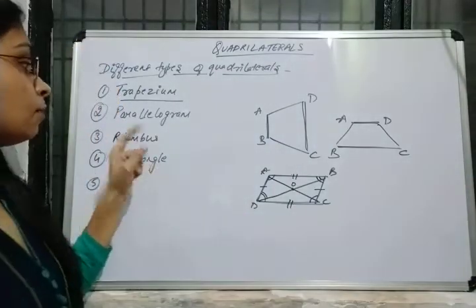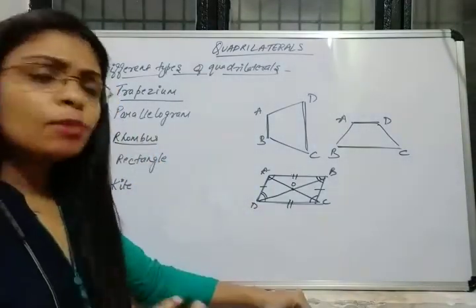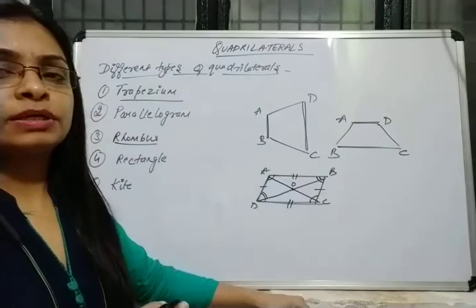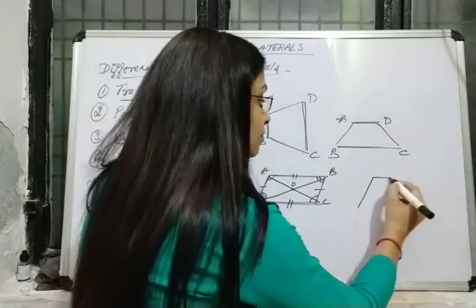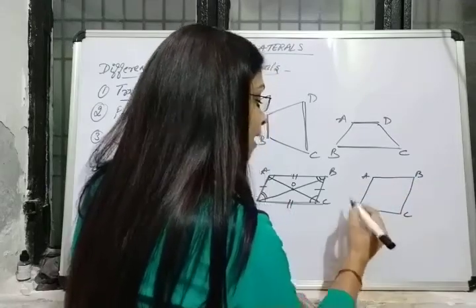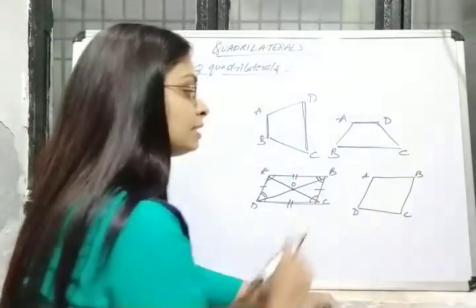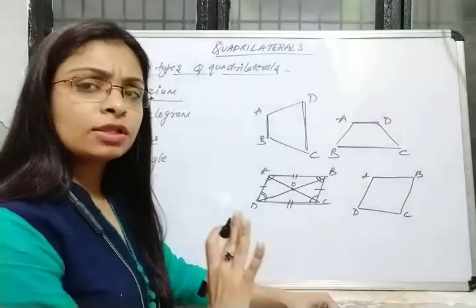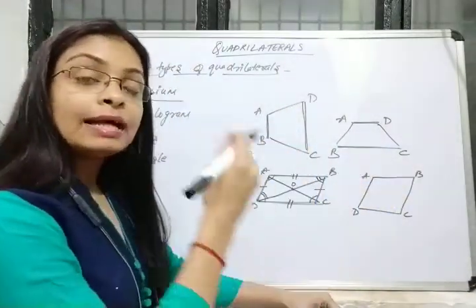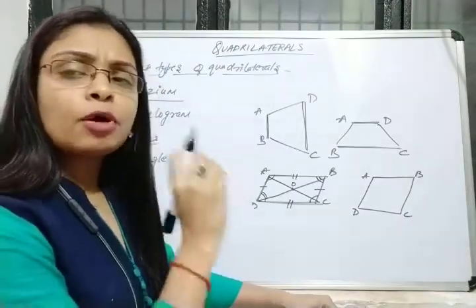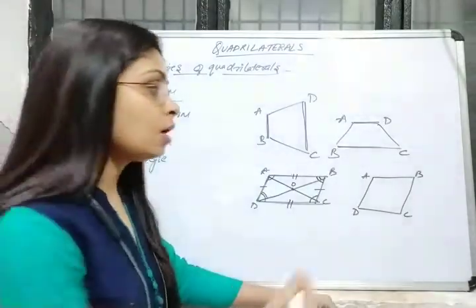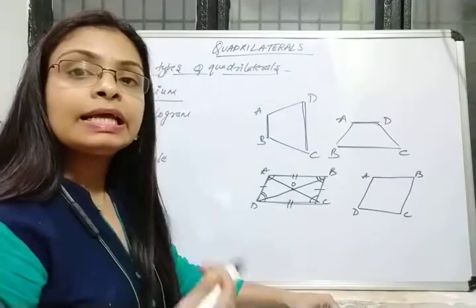Now come to the rhombus. A rhombus is a parallelogram, but with some special properties. If I draw this one, this is A, B, C, D. This is a parallelogram. Opposite sides are parallel, opposite sides are equal, opposite angles are equal, and diagonals bisect each other. Each and every property of a parallelogram applies in a rhombus. But there is a special property: all the sides of a rhombus are equal.